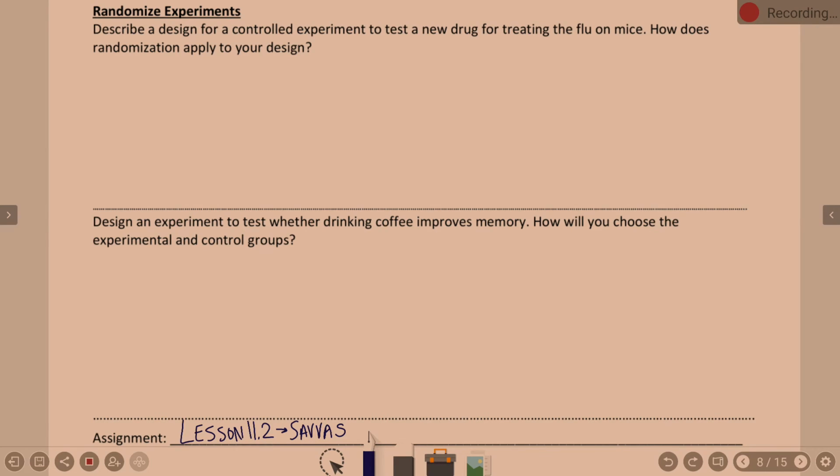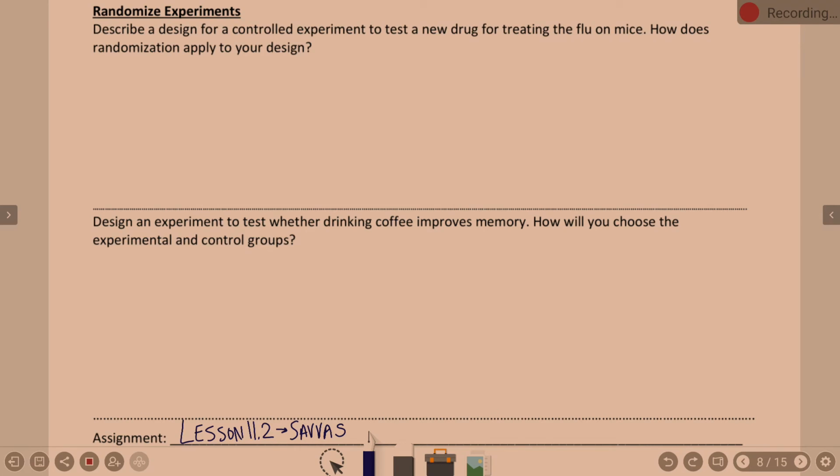And the first one asks us to describe a design for a controlled experiment to test a new drug for treating the flu on mice. How does randomization apply to your design? Okay. So describe a design for a controlled experiment to test a new drug for treating the flu on mice. Thoughts here? You have mice with the drug and mice not.